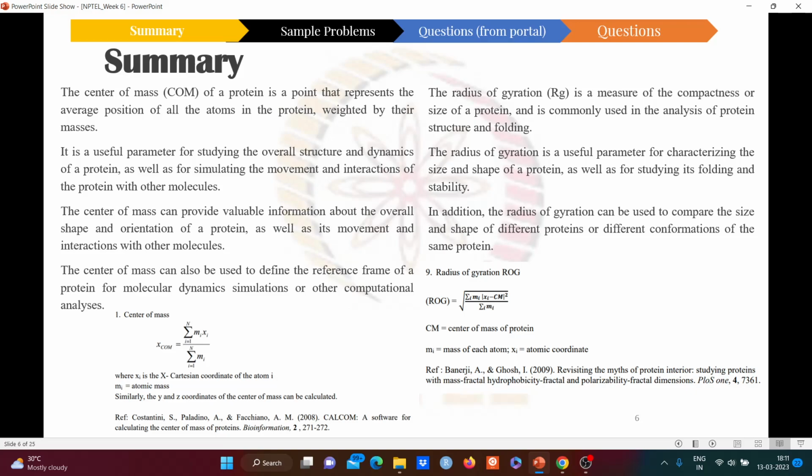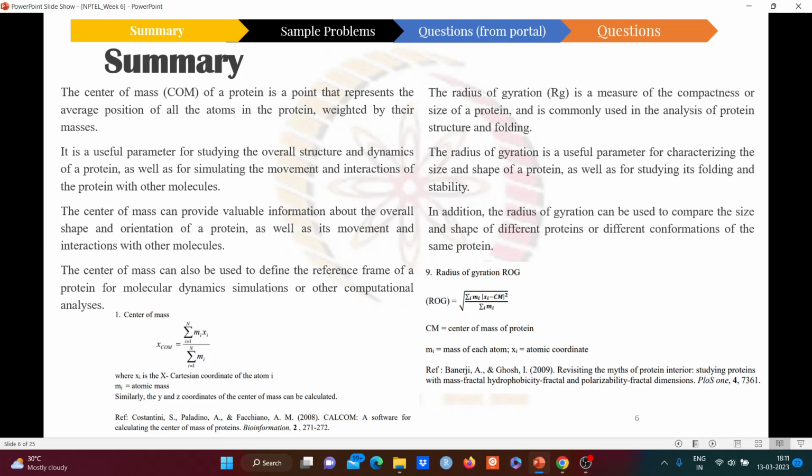The distance of each atom from the center of mass can be calculated as Ri, where R could be xyz minus the center of mass. So the radius of gyration needs this value for calculating. Radius of gyration is a useful parameter for characterizing the size and shape of a protein as well as for studying its folding and stability.